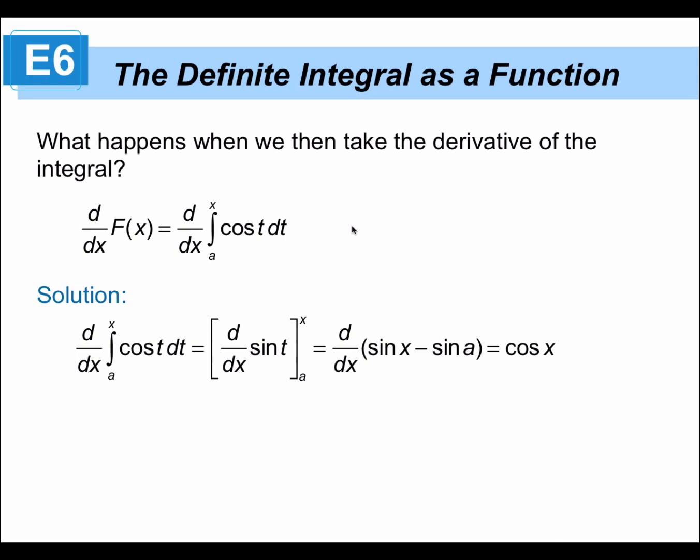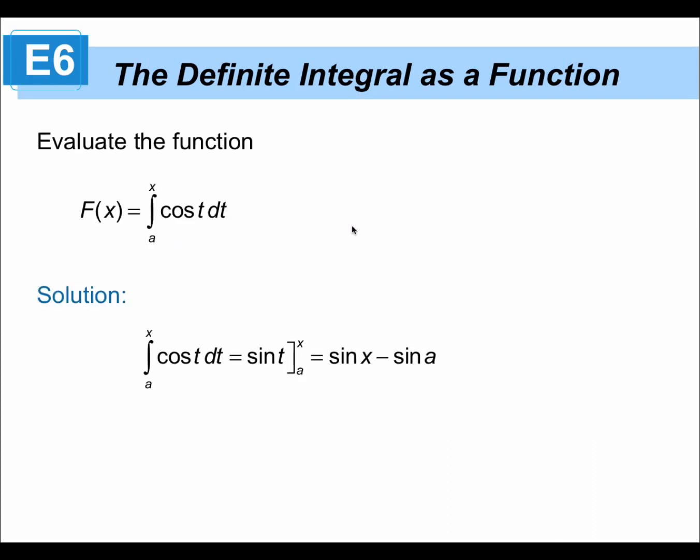Question? I don't understand what you did. Do you understand what this is? I did that in the previous slide. It's right here. Okay? So then all I do is take the derivative of that. The derivative of sine of x is cosine of x. The derivative of negative sine of A is 0 because it's constant.